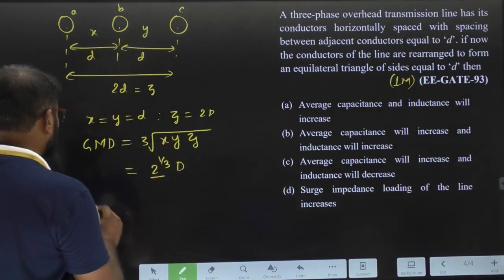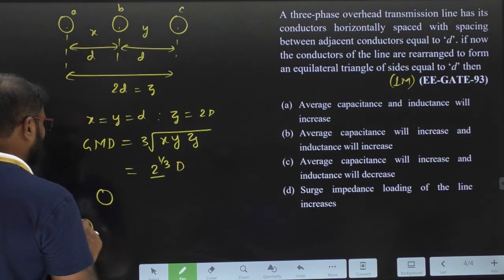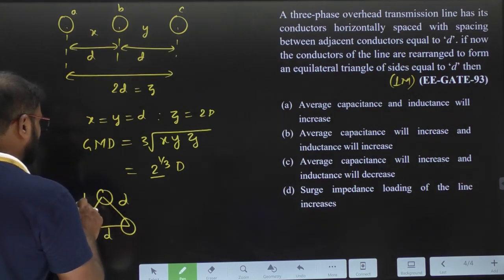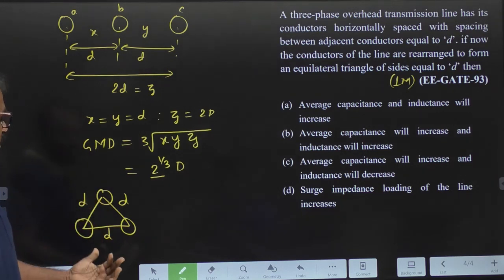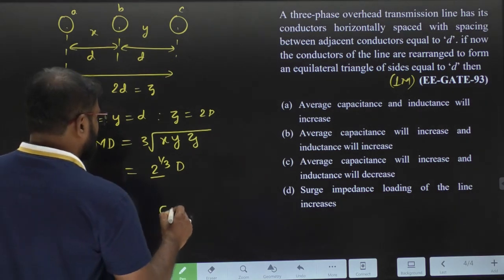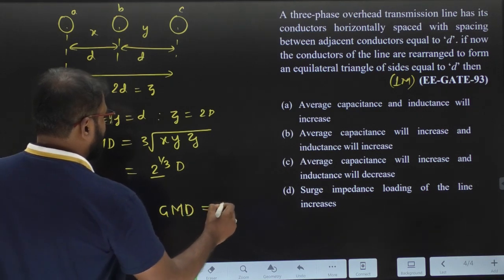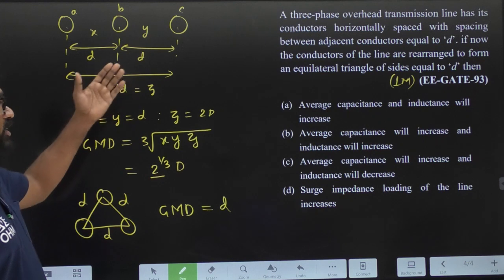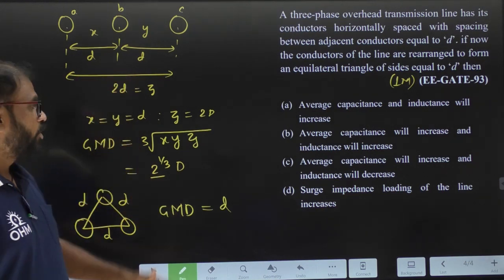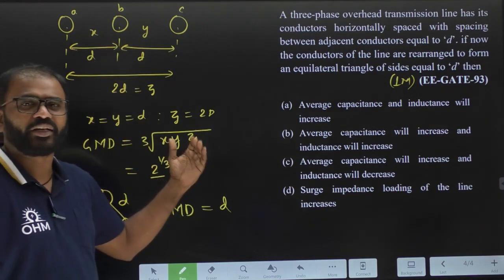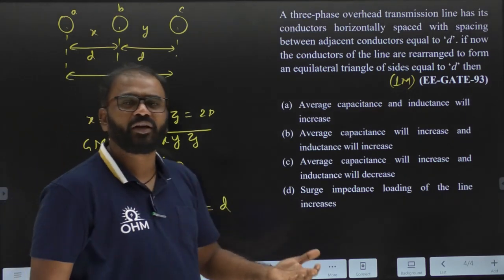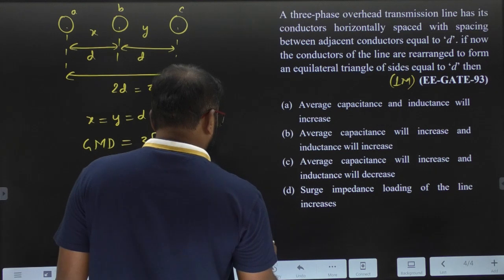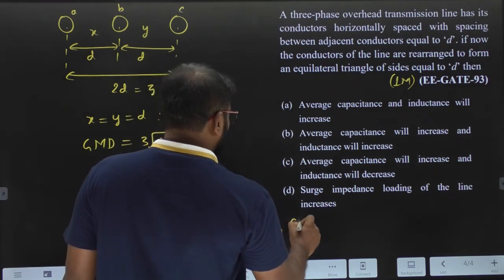Now the conductors are arranged to form an equilateral triangle of side equal to D. For this particular case, what is the GMD? That is simply D. Tell me in which case the GMD is more? GMD is more for the first case, not the second case. That means when you move from the first case to the second case, GMD decreases. If GMD decreases, what happens? Inductance will decrease, because inductance is directly proportional to ln of GMD by GMR.